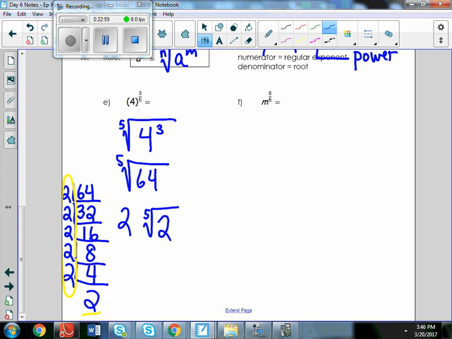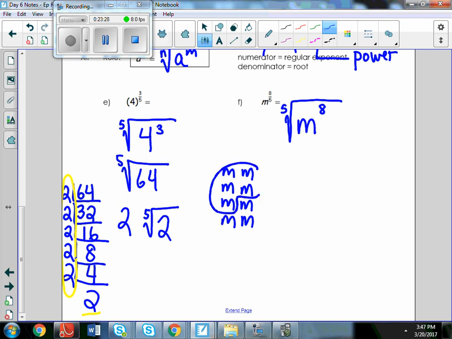Okay, so the power is not always going to be 1. Most of the time, probably. So this guy, I've got m, what's its power? 8. And what's its root? 5. So how many can I take out if I have 8? Well, how many do I have to take 1 out? 5. So I have, let's see, 1, 2, 3, 4, 5. So when I take it out, it's just m to the 1. 5 m's means I take out m. And then the 5th root, and I have 3 left over.